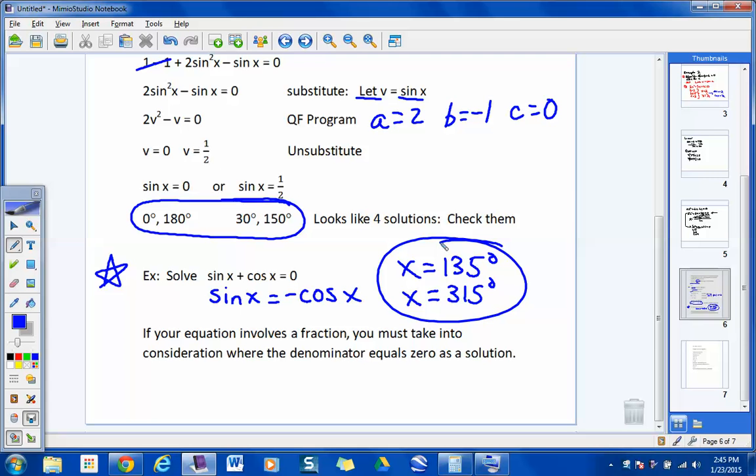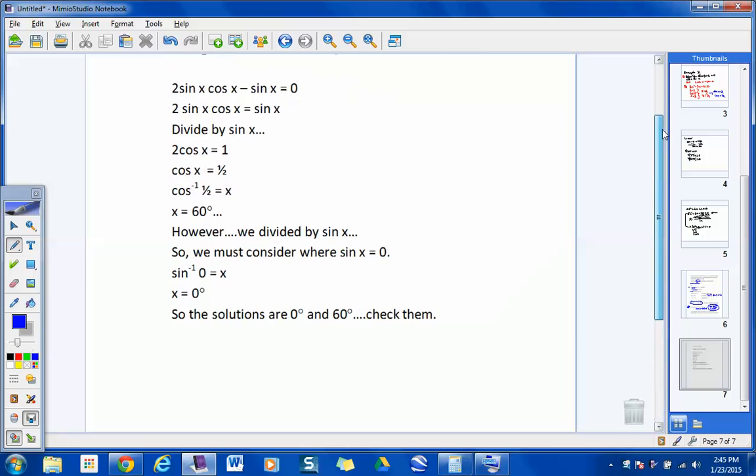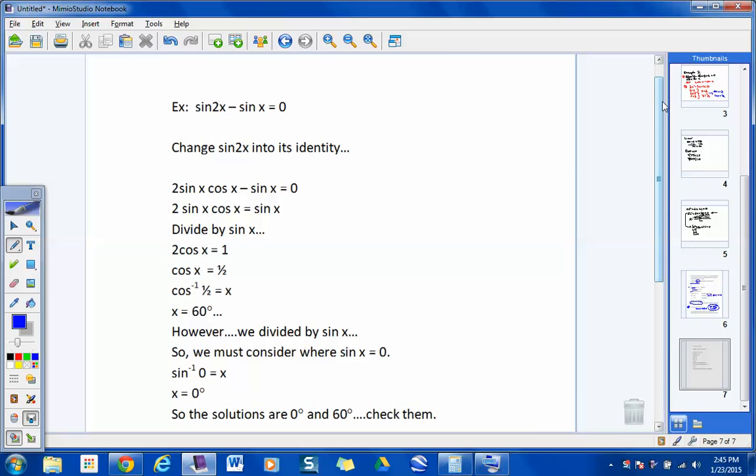It says, if your equation involves a fraction, you must take into consideration where the denominator equals 0 as a solution. So let's look at what they're talking about here. Try and get through this last page quickly. An example. We've got a sine of what first?